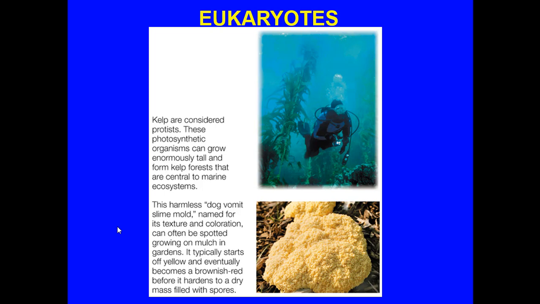A lot of times you can see this in gardens. Why? Because if they have mulch, large amounts of, let's say, wood chips or something, boom, you're going to see this happen in the later part of spring, beginning of summer. It just spreads out. In the beginning it looks more yellowish, and eventually it becomes more brownish red before it eventually hardens to a dry mass that's filled with spores. That's it.